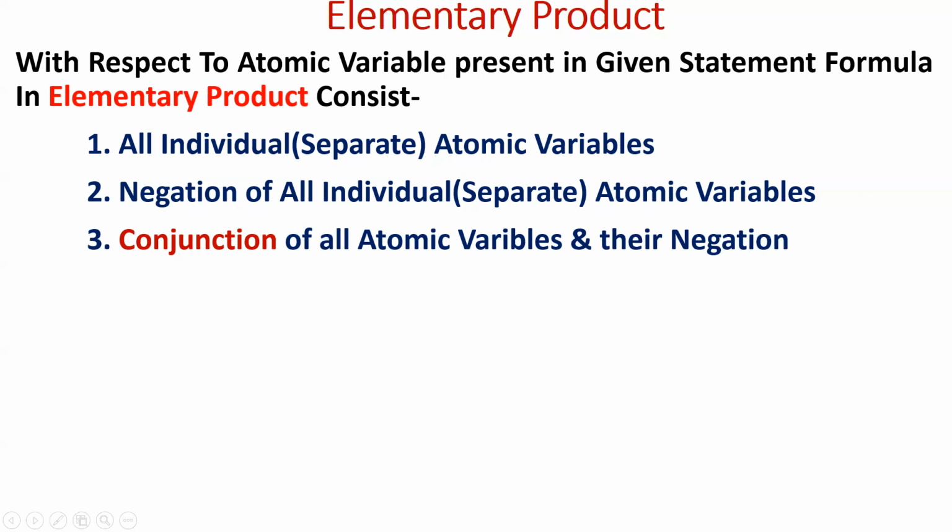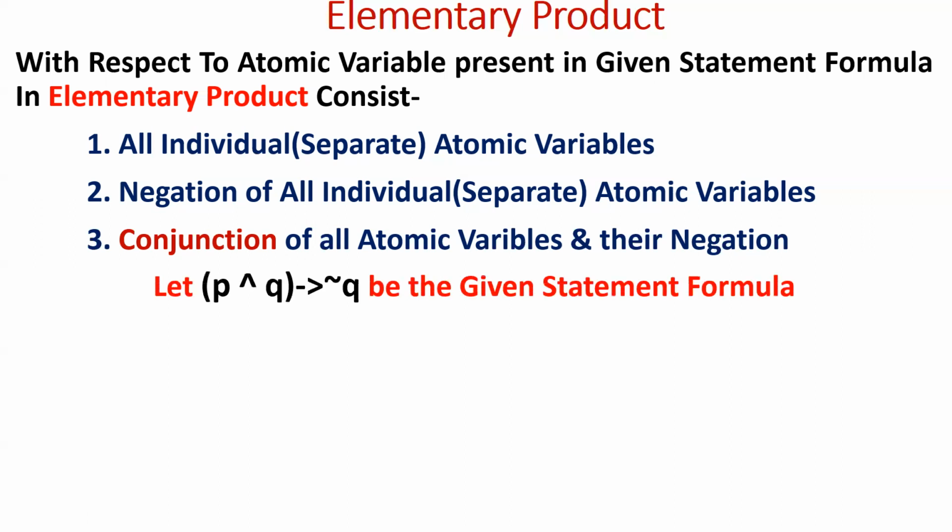Now with the help of an example, we'll see how we can get the elementary products. Let P and Q conditional negation Q be the given statement formula. First of all, we are going to find the possible elementary products, but as I already told you, whatever atomic propositions are present in the given statement formula, we have to count first. How many atomic variables are present here? Only two, P and Q. So here we'll get elementary products with respect to P and Q only.